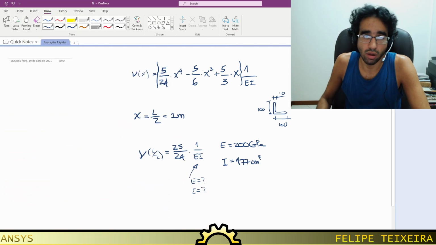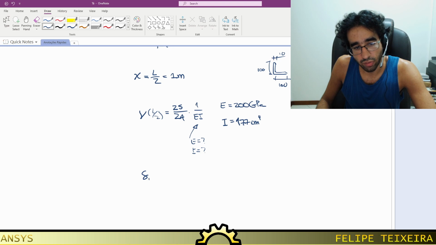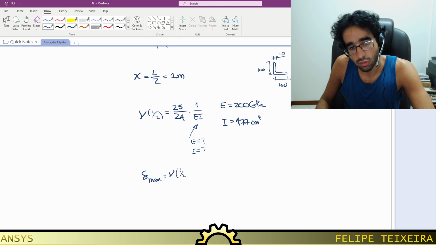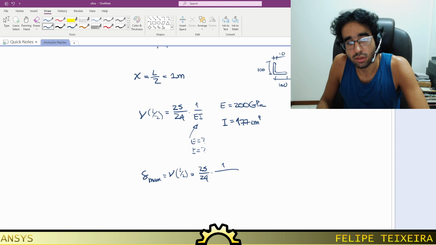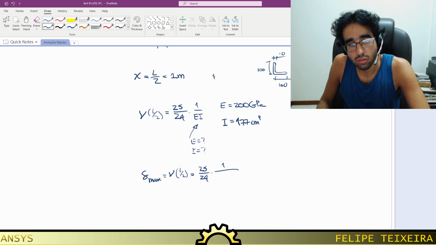So now we can finally calculate the maximum deflection which happens in the middle of this beam. So our maximum deflection is going to be equal to nu of L over 2, which is 25 over 24 times... Here I need to do some conversions, because to get to this formula here, I calculated all the values using kilonewtons and meters.